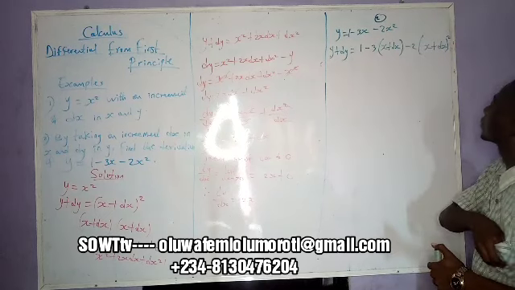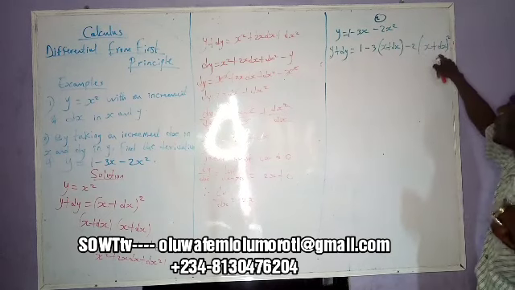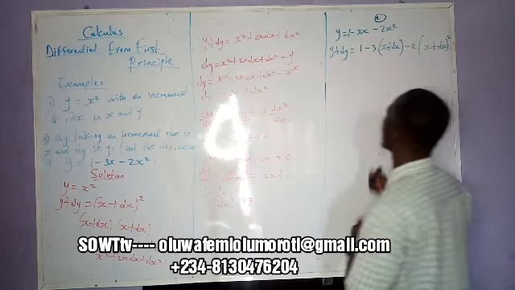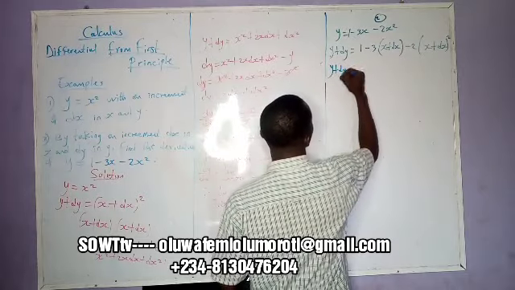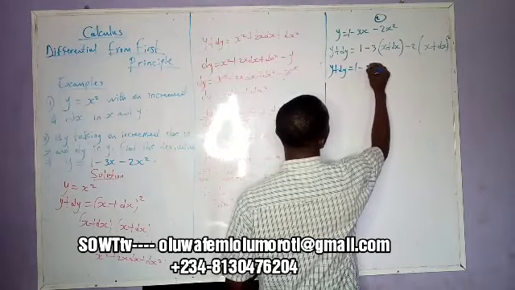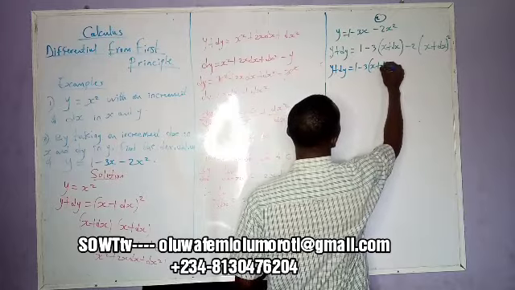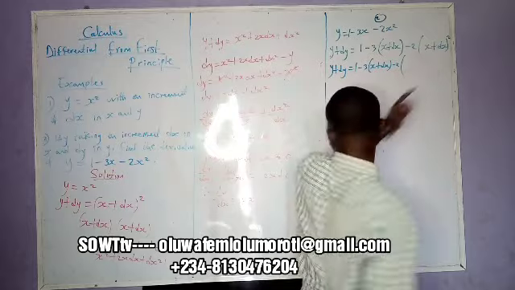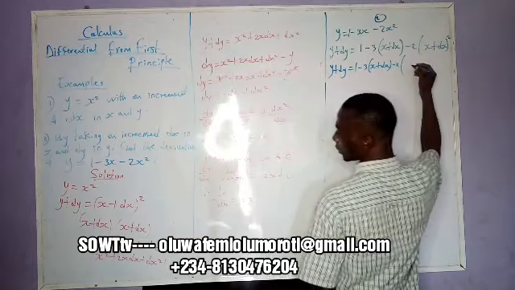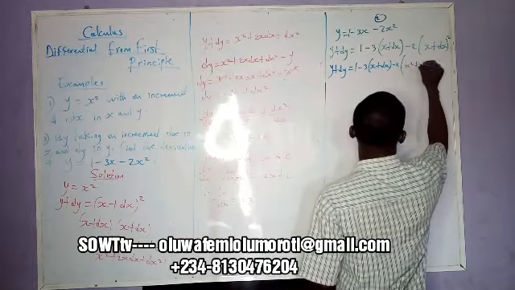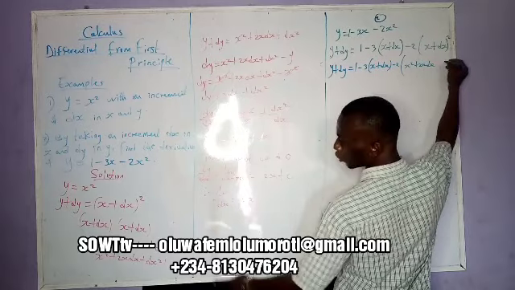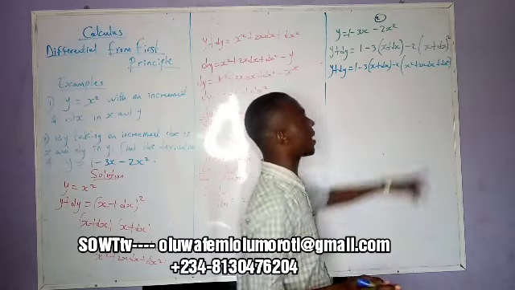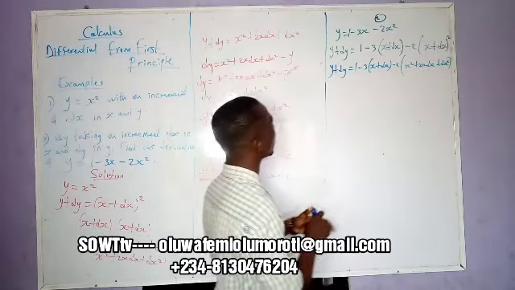This one needs expansion. So we have y plus dy equals 1 minus 3 (x plus dx) minus 2. By the time we expand this, as we did in the first example, we are going to have x squared plus 2x dx plus 2x dx plus dx squared. That is the answer for the expansion. So let's open the bracket.